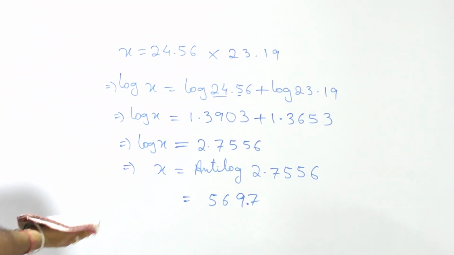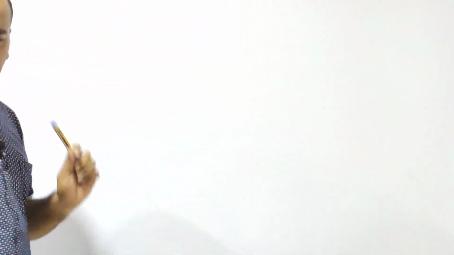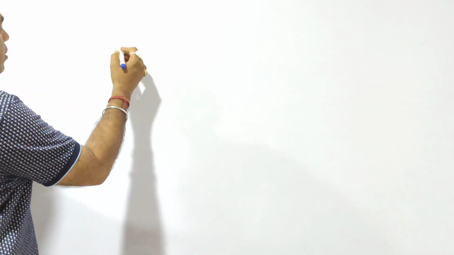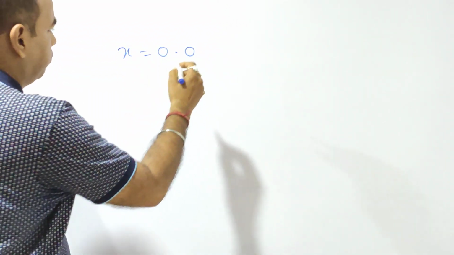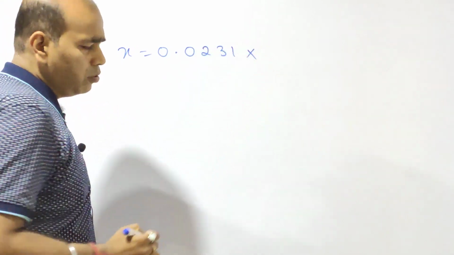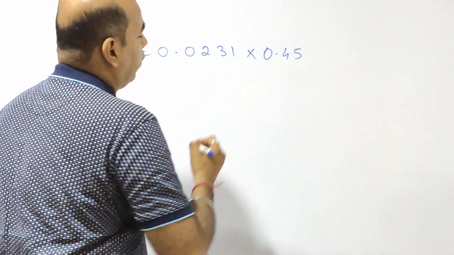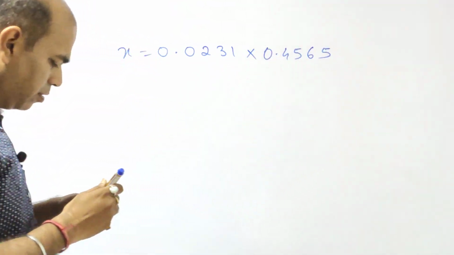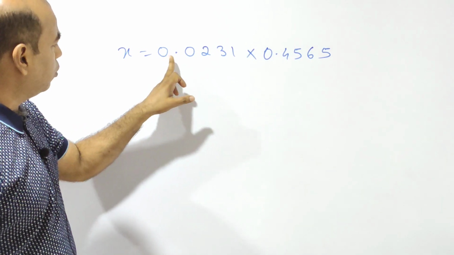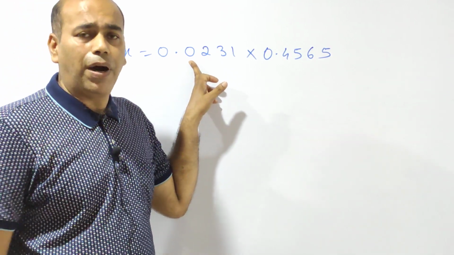Now I will do one more example, such that we get bar, logarithm with bar. Let me take x equals to 0.0231 into 0.4565. So same method. Now what will happen here? You see it is 0.0. That means 0.0 means here we get bar.